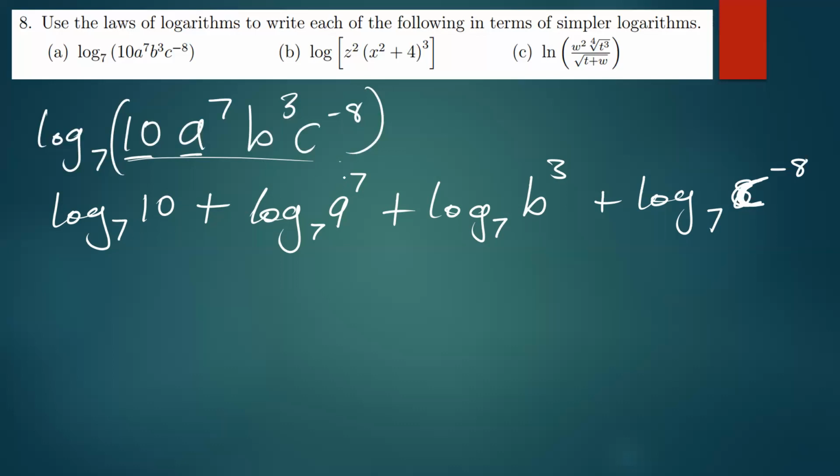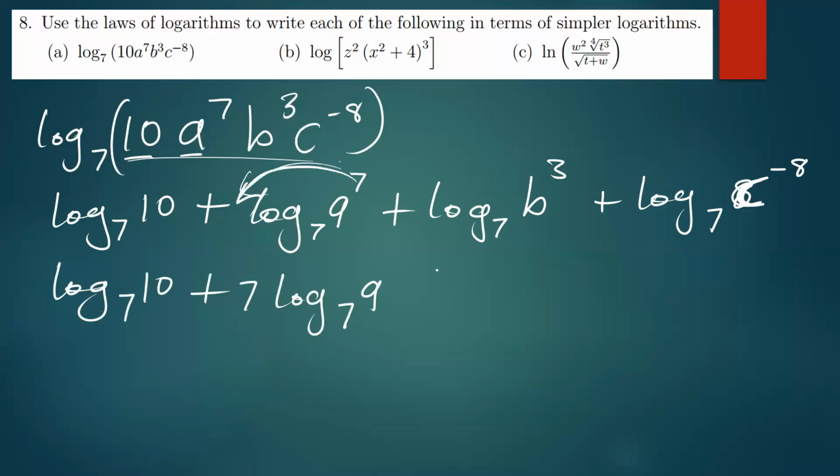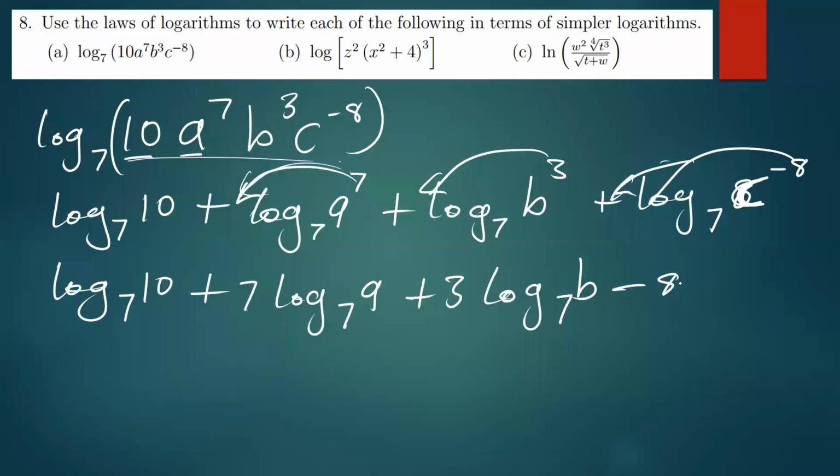I don't think there's another way, apart from dropping the powers down. So we can drop the powers down. This power drops down so that we have 7 log a base 7. Then this power drops down so that we have 3 log b base 7. Then this negative 8 drops down as well so that we have negative 8 log c base 7. I think this is the simplest way you can write this. I don't think we can simplify this further.